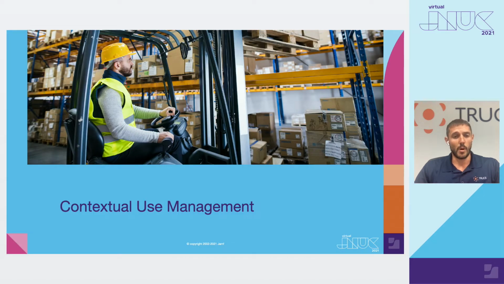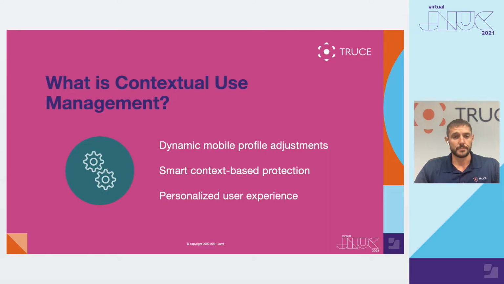The user chooses to make this configuration change. And this is where contextual mobile device management provided by TRUCE in conjunction with Jamf Pro comes into play. So what is contextual mobile device management? Essentially, it gives you a way to automate that workflow. It gives you dynamic profile adjustments based off of your context, so the device automatically adapts to what you're currently doing in your environment to give you the right access to the right applications and device features at the right time, all based off of your current context and the policy you specified for that context. This creates a more personalized user experience.